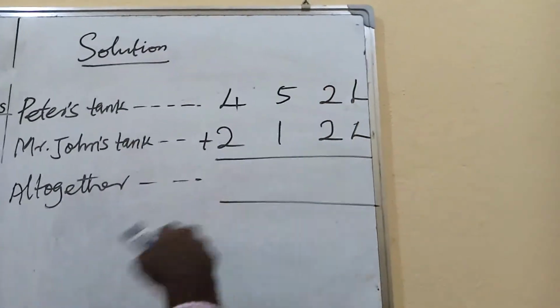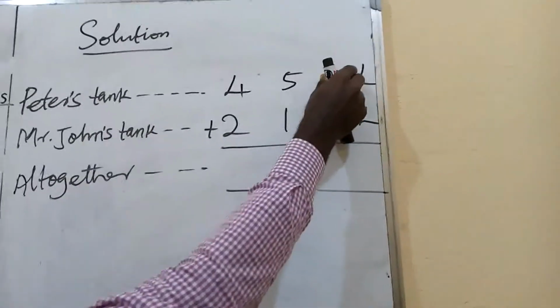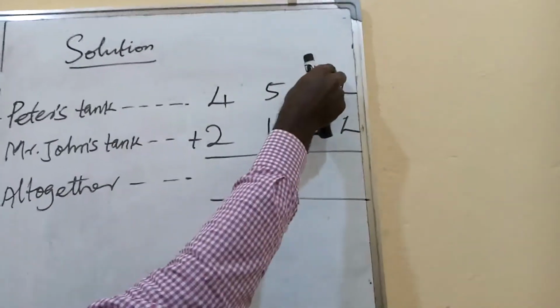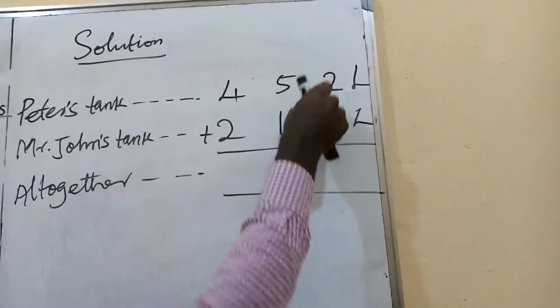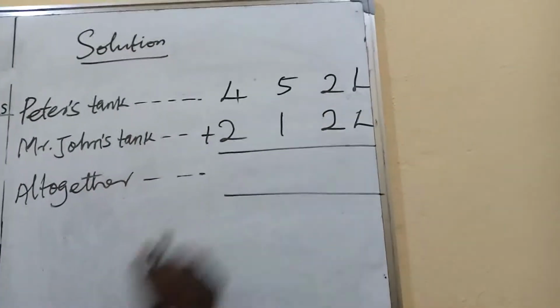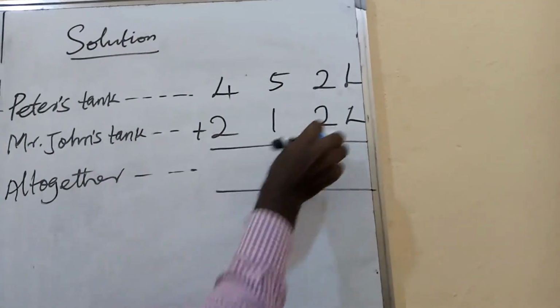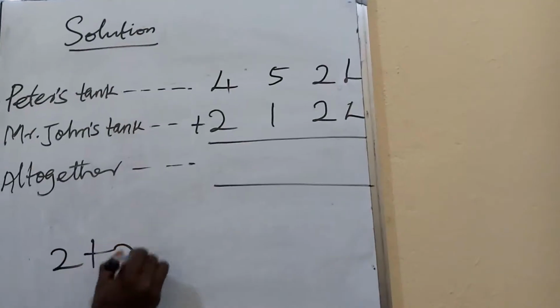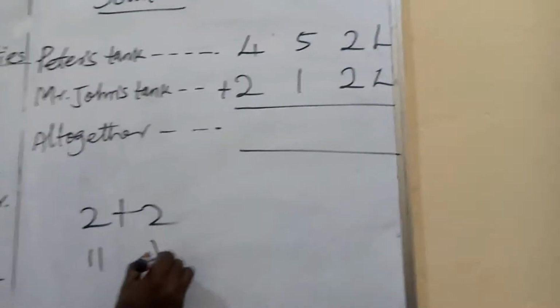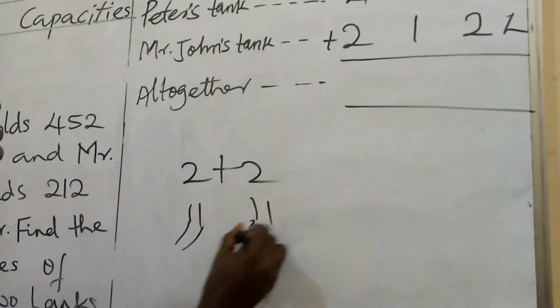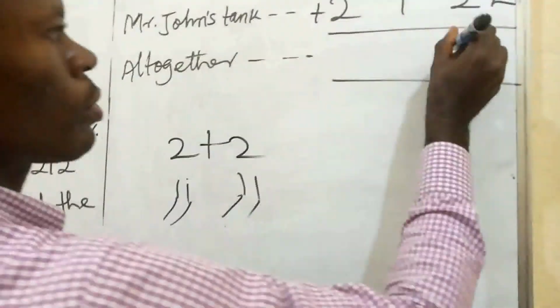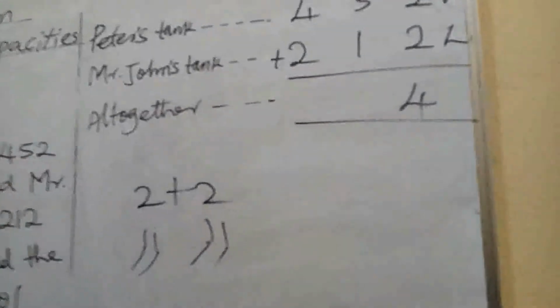Starting from your extreme right, that is the unit column, we have 2 plus 2. 1, 2, 1, 2, 3, 4. So 2 plus 2 is what? 4.